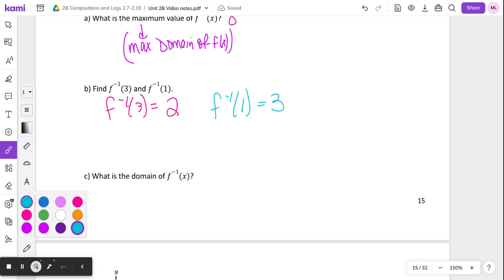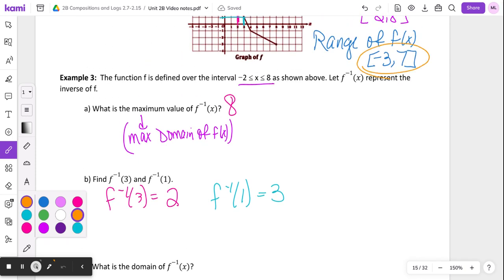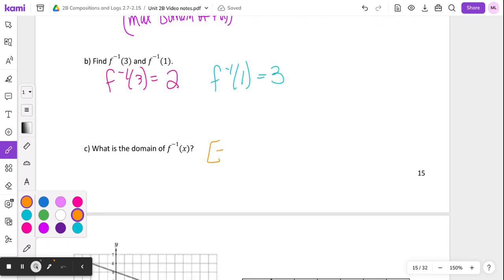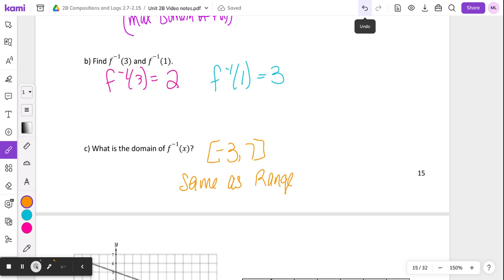And then what's the domain? Well, that would just be the range that we had for f, so -3 to 7. Same as the range of f of x.